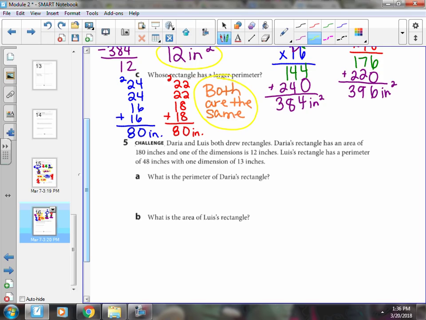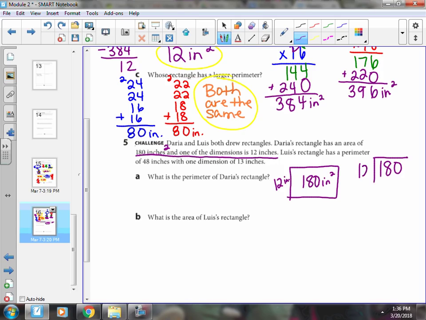So we need this information for Daria. It should have said square inches here. That was a misprint. So let's go ahead and draw Daria's rectangle. It has an area of 180 square inches, and one of the dimensions is 12. What's the opposite of multiplication? Division. So we just need to do a division problem. We're going to take the area divided by one of the dimensions, and it will give us the other dimension.